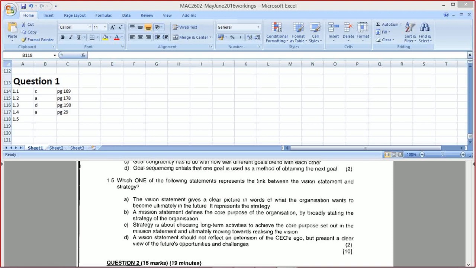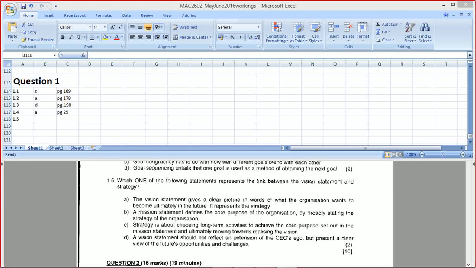What page is this on? Page 8, yes. Okay, so strategy on page 8 says, the term strategy has different meanings for different people, making one definition almost impossible. We have therefore provided a simple definition of strategy, followed by, okay, so strategy is about choosing different long-term activities to achieve the purpose set out in the mission statement and ultimately moving towards realizing the vision. C. You going with C? Strategy is about choosing long-term activities to achieve the core purpose set out in the mission statement and ultimately moving towards the vision.